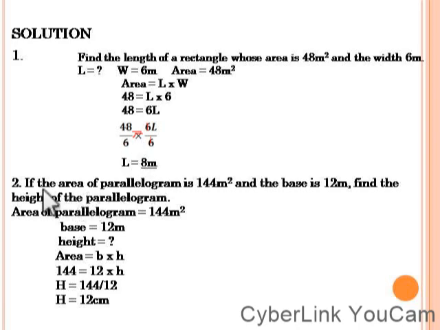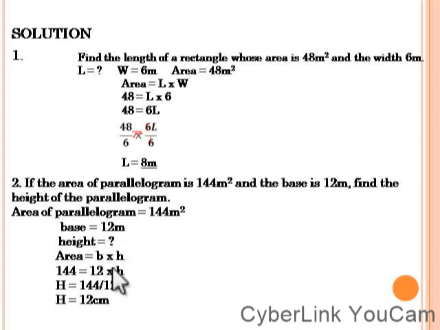Then number 2, if the area of a parallelogram is 144 meters squared and the base is given to us as 12 meters, find the height. We are looking for the height. So the base is given to us as 12 meters. Height is what we are looking for. The area is given to us as 144 meters squared. So the formula for finding the area of a parallelogram is base times height, because what we are talking about here is the area of a parallelogram. So we use its formula. All right. Then 144 in place of the area as given is equal to the base, which is given to us as 12.